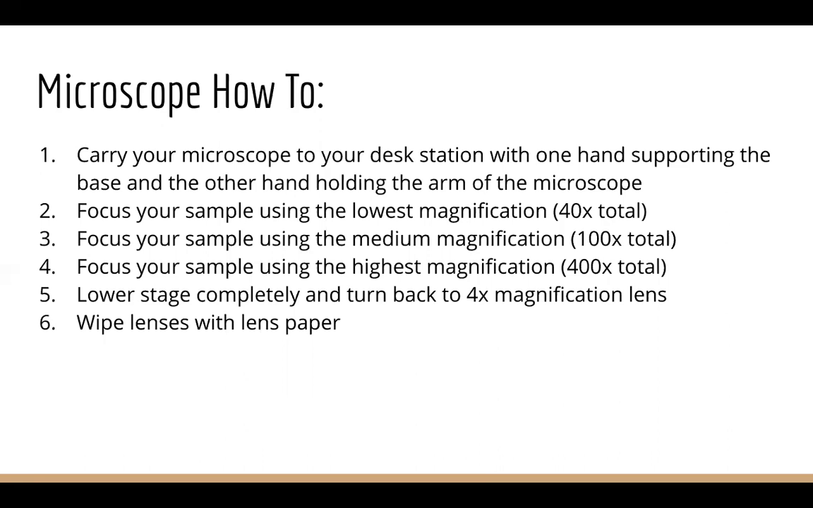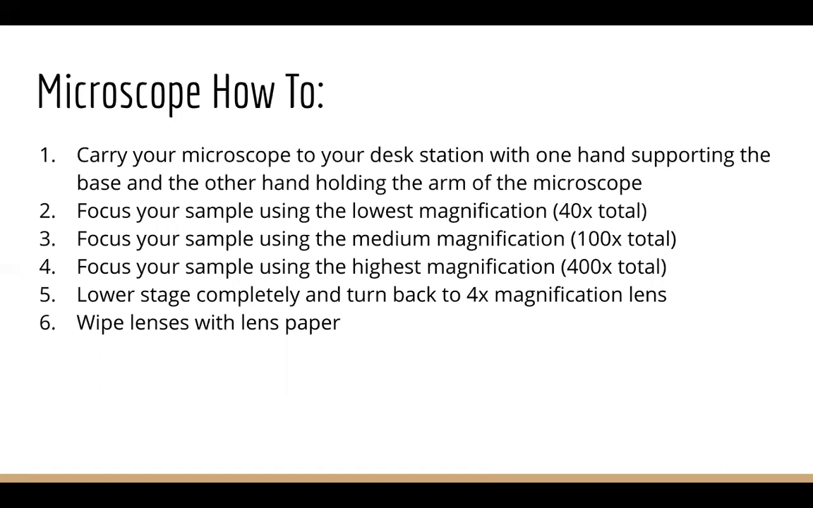You carry your microscope to your desk station with one hand supporting the base, or the underneath side of the microscope, and the other hand holding the arm of the microscope. When you get there, everything should be set up for you if the last person did it perfectly. And if that is the case, first you will start by focusing your sample on the lowest magnification. That will be at the 40x total. So the ocular lens of the microscope itself is 10x. The lowest objective magnification you can go is 4x. So 4 times 10 is 40 total magnification.